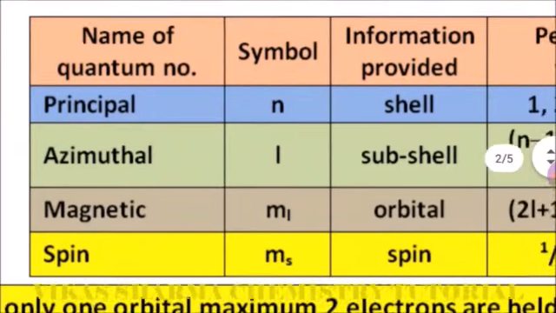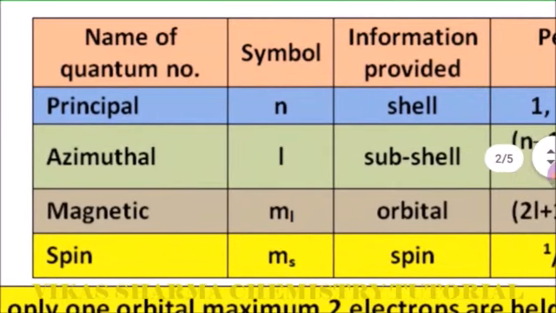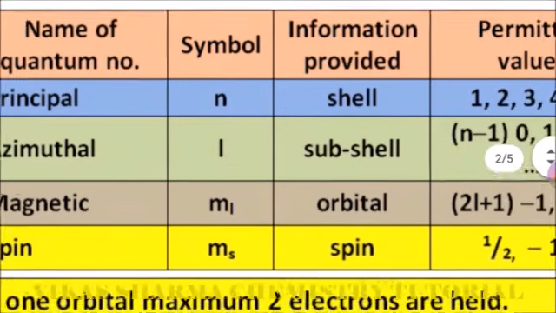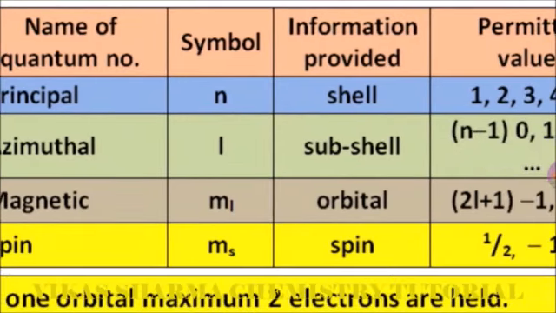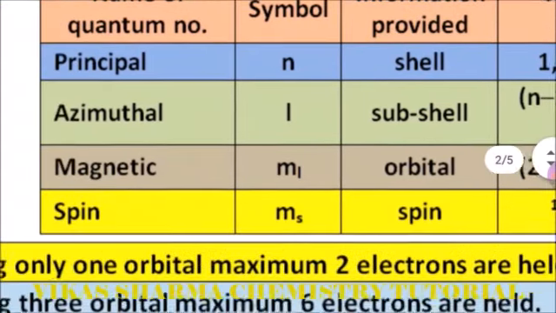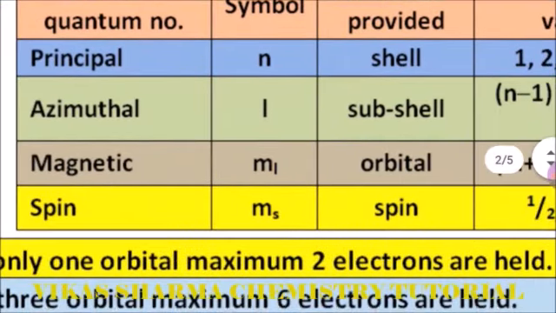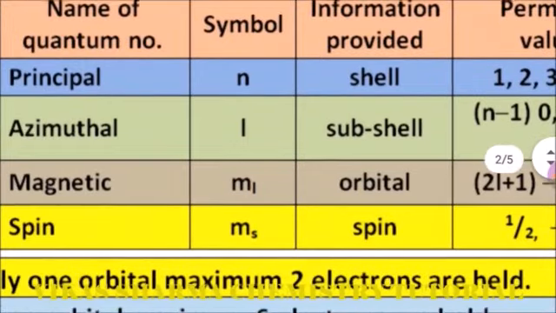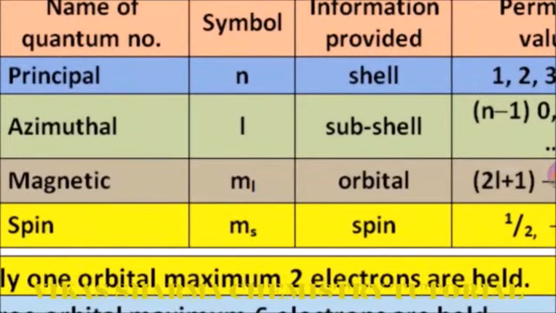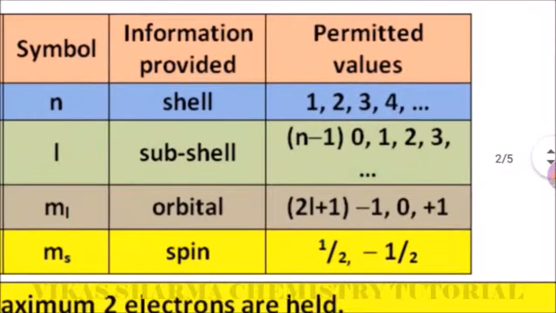The principal quantum number has the symbol n and provides information only about the shell. The azimuthal quantum number has the symbol l, the magnetic quantum number is ml, and the spin quantum number is ms. The principal quantum number tells about the shell, the azimuthal about the subshell, the magnetic quantum number about the orbital, and the spin quantum number about the spin condition.